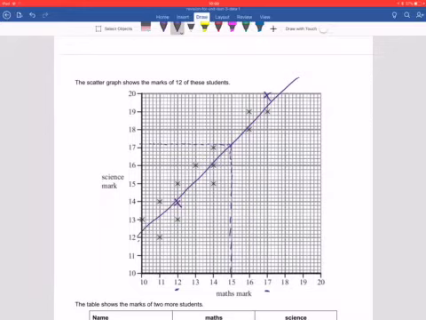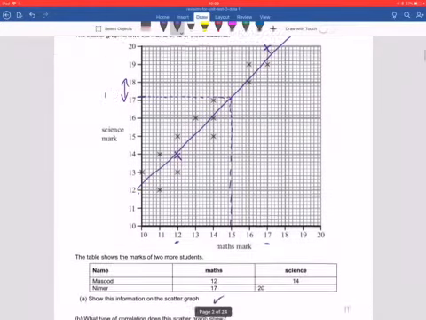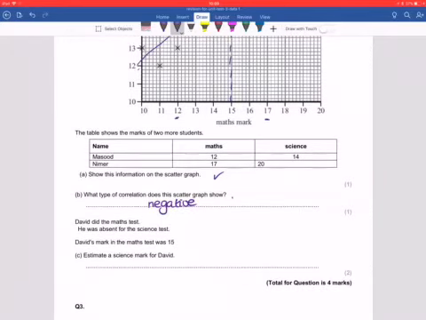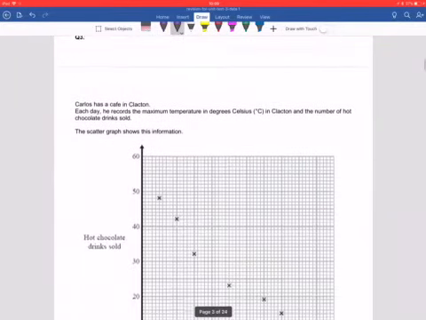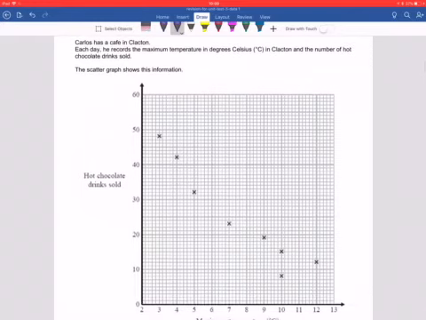Right, now be very careful. It's not 17.1 because there are 5 spaces, so each one is 0.2, so it's 17.2. So the answer is 17.2. And in real life, this is what they do. So this is a real life thing. Right, Carlos has a cafe in Clacton.